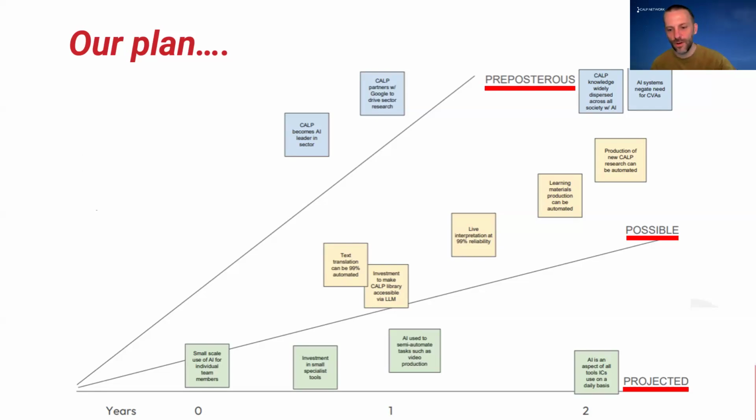So the things on the bottom end are things we can work towards within now, 0 years, and 2 years. And the preposterous were really aspirational things. This was probably mid 2023 when this was finalized. We were all very excited. We had our plan, which is great.